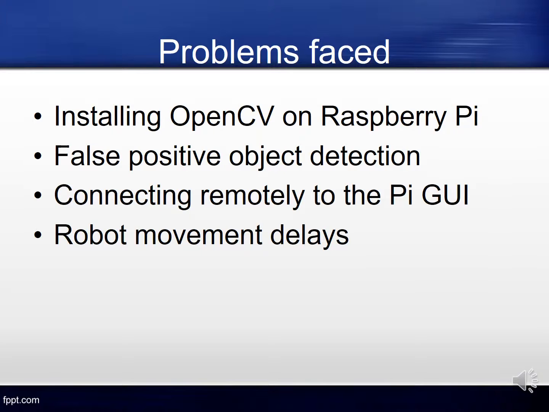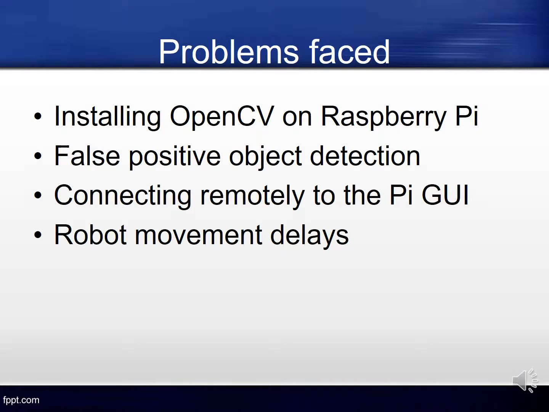The next problem was compiling OpenCV on the Raspberry Pi. OpenCV is a very enormous library which took a very long time and failed a few times because of the dependencies on other libraries. But ultimately we were able to compile the OpenCV library on the Raspberry Pi.